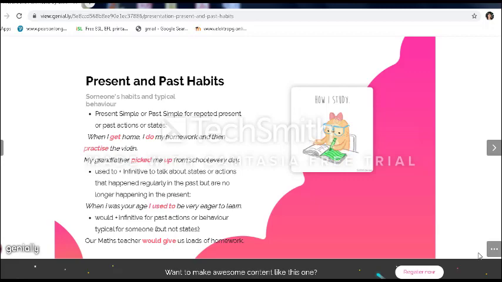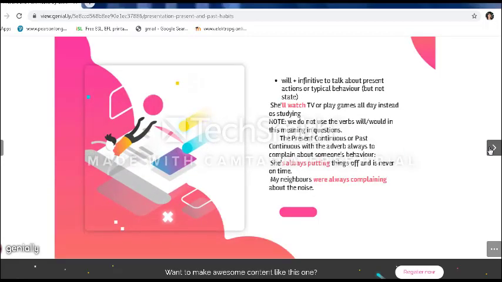Moving on, we use would plus infinitive to talk about past actions or behavior typical for someone, but not states. Our math teacher would give us lots of homework. On the next slide, we are using will plus infinitive to talk about present actions or typical behavior, but again, not states. She will watch TV or play games all day instead of studying for her exam. So please note that we do not use the verbs will and would in this meaning in questions.